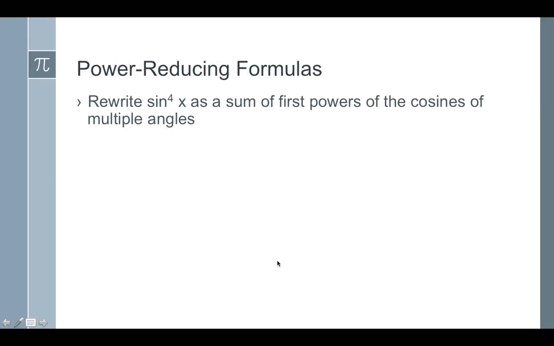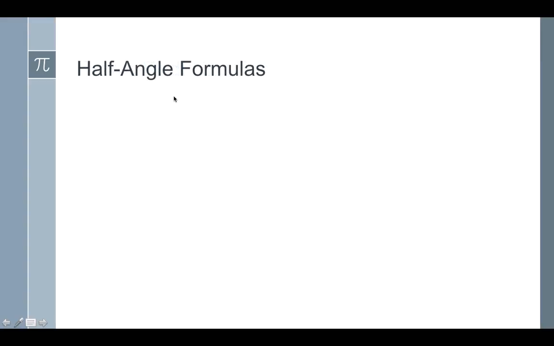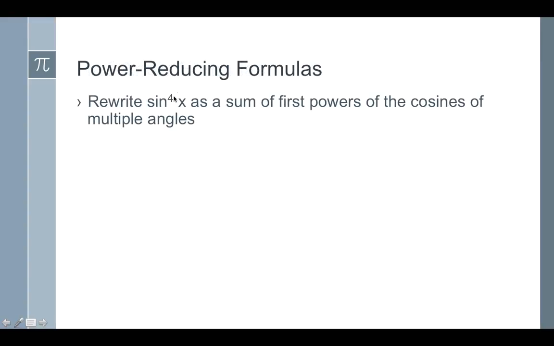Okay, moving forward to our power reducing formula. Should have your power reducing formula there. And what that basically does is it's a way to get rid of our powers, our exponents, like that 4 right there. So what I want to do is I want to look at the sine of what we have. So, okay, we have the sine to the 4th of x.